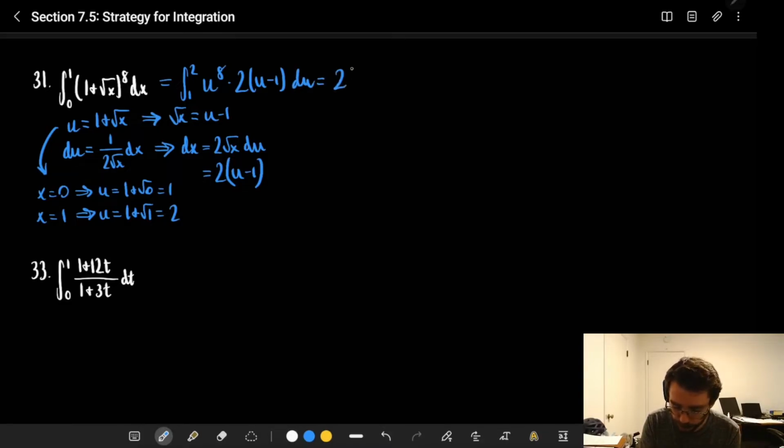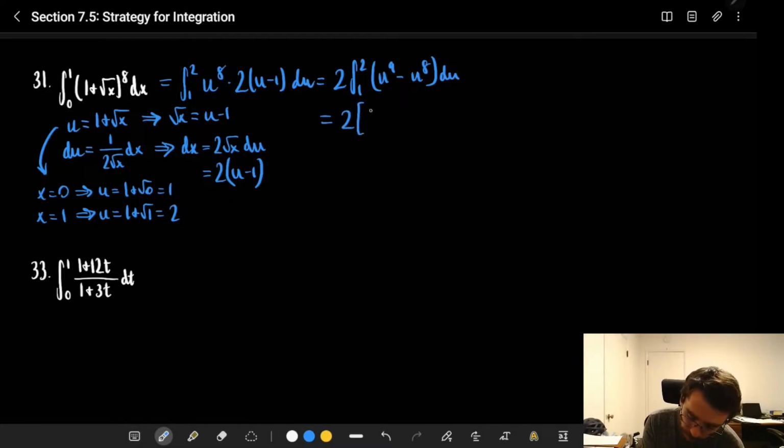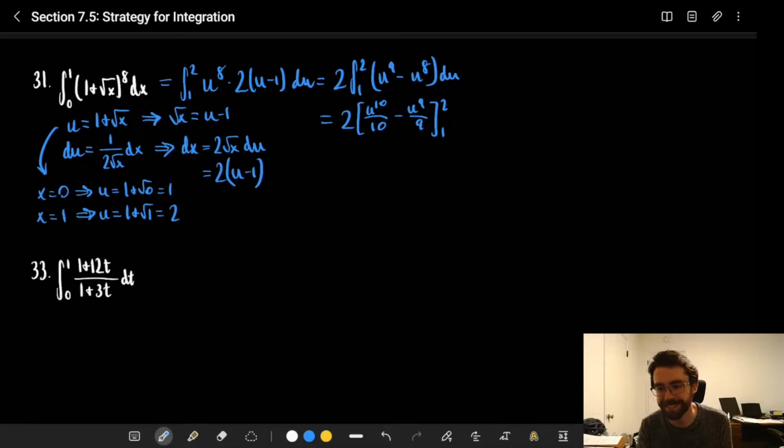Let's write this nicer. Let's pull the 2 out. Integral 1 to 2. Put the parentheses here. u to the 8th times u is u to the 9th, and then just minus u to the 8th. And then that should be doable. Right, this is 2 times, this becomes u to the 10th over 10 minus u to the 9th over 9. Plug in your bounds. And I mean, it's not pretty, so I'm not going to plug them in, but feel free to finish it for me, as I often say.